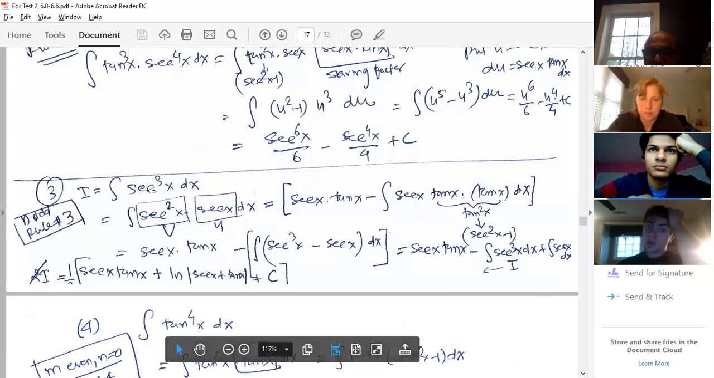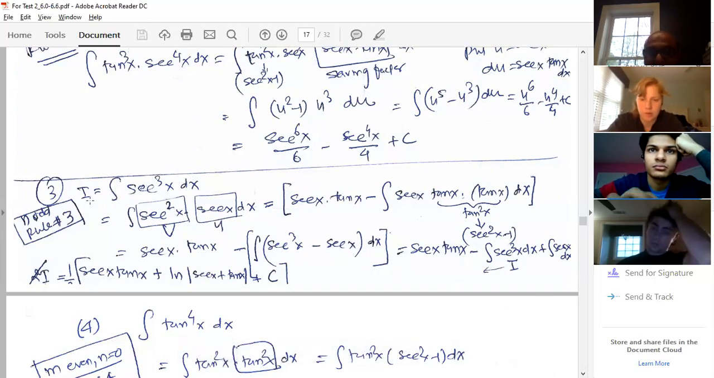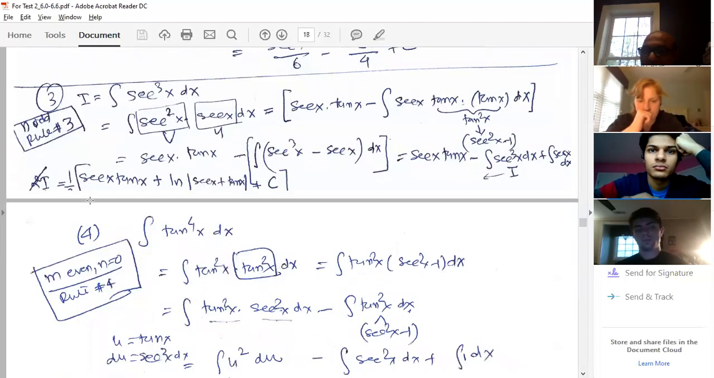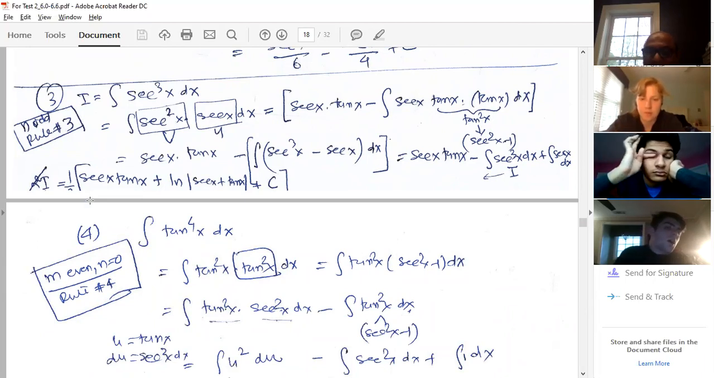So when it is secant cube x like this, always go for rule number 3 because n is odd. Fourth example, just tangent to the power 4x, tangent to the power 6x, like this. You can go for rule number 4 because rule number 4 says that n equal to 0, right, and m even.